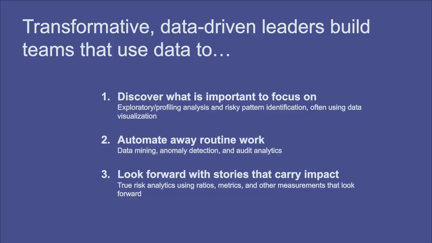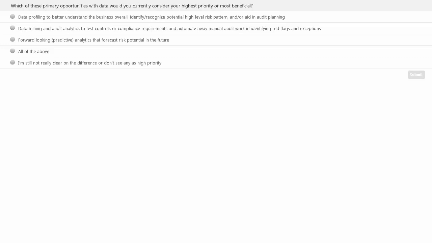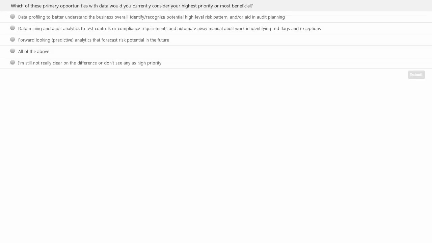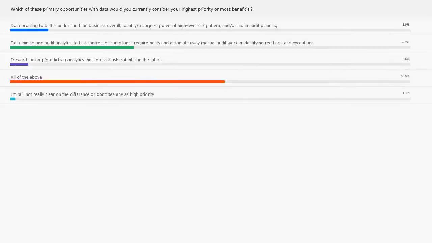So with that as background, we'll shortly move into the case study, but we have our third poll question before we get there. The third poll question is, which of these primary opportunities with data would you currently consider your highest priority or most beneficial? Data profiling to better understand the business overall, identify potential high-level risk patterns and aid in audit planning, or data mining and analytics to test controls and compliance requirements and identify exceptions? The forward-looking option was a smaller answer, and you can see the results of the poll on screen now.